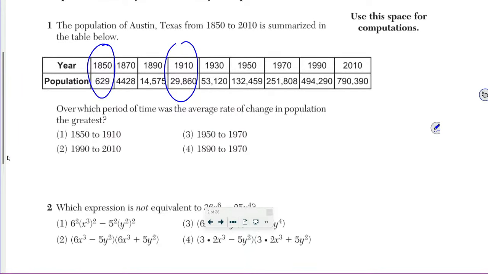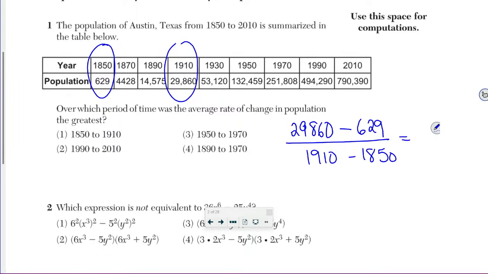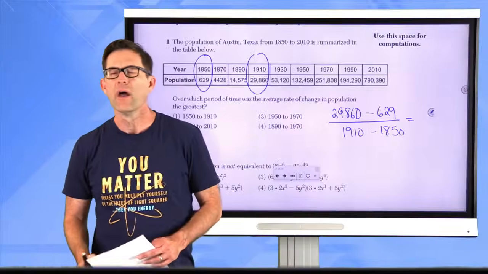And of course, the first thing I really need is my change in population, which is going to be my 29,860 minus my 629. Remember, essentially what we're doing here is a slope calculation. And then 1910 minus 1850.